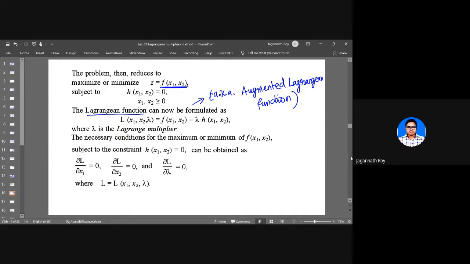But most of the time, when there is no confusion, we do not use the word augmented. We can directly use the Lagrangian function. So here we have only one constraint h of x1 and x2, with multiplier lambda. Now we know the necessary condition for unconstrained optimization problems. So what we are doing here, see, this is our constraint, this is our objective function.